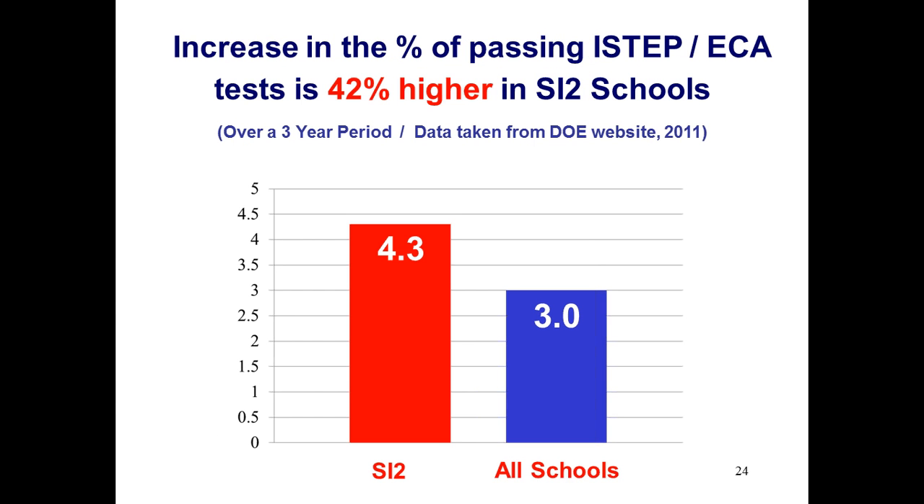Here's some other data that we look at, comparing again the increase in the percentage of passing I-STEP and, in this case, also end-of-course assessment tests between SI2 schools and all schools in the state, including SI2 schools. And again, we saw that there are greater rates of improvement in SI2 schools. So again, this is data that makes us pleased.